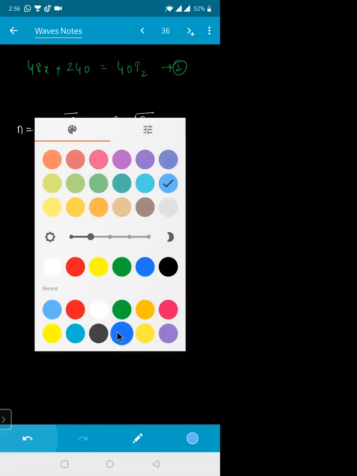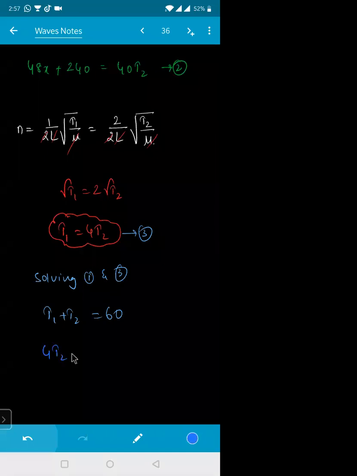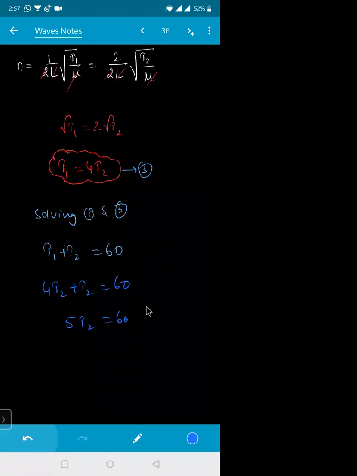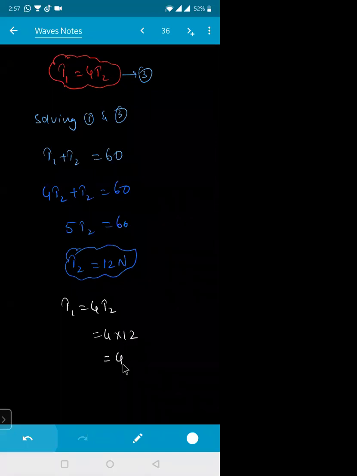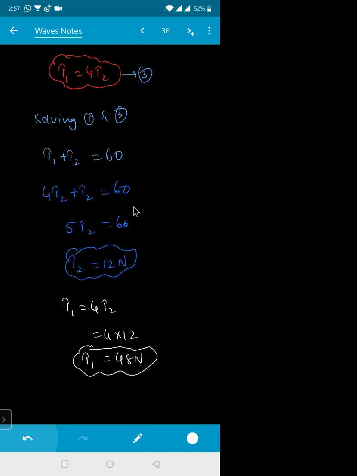So T1 I can write as how much, beta? 4 times T2 plus this one T2 is equal to 60. The 5 times of T2 is equal to 60. The T2 will become how much for me, beta? 12. T2 will be equal to 12 newtons. So if T2 is equal to 12 newtons, T1 will be equal to 4 times T2, that is 4 into 12, 48. So this will be equal to 48 newton. So tension T1 I got, and I also got the value of T2.